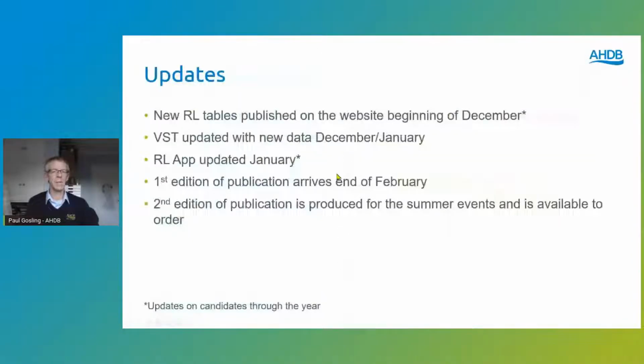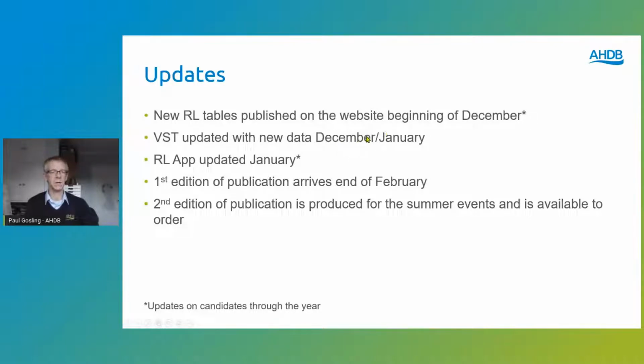Updates on these. Things are updated at different times. The new RL tables are published on the website at the beginning of every December. Actually, they were 30th of November this year, but generally at the beginning of December. The variety selection tools get updated through December and January. It takes a little bit of time to get all the information into those tools. We make the final selections on varieties only the week before we release the data. So it's all very much rushed at the end.